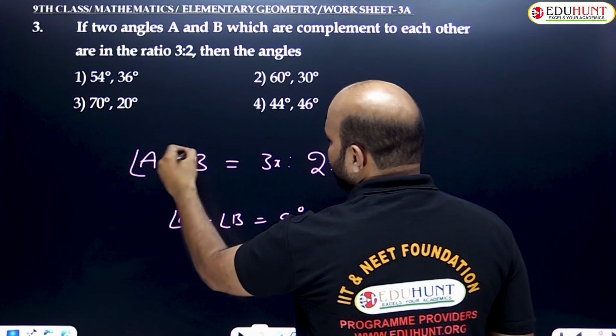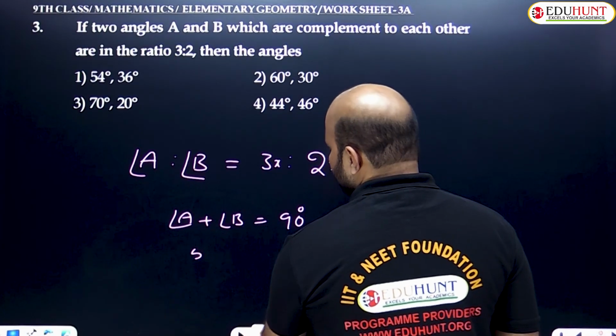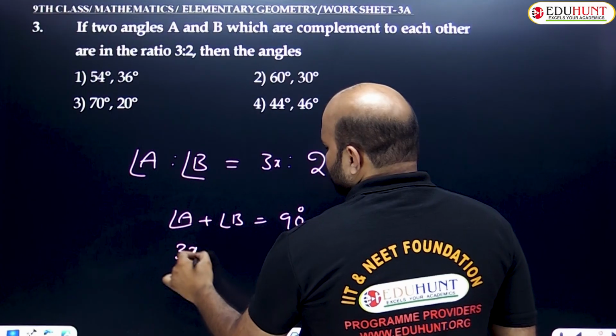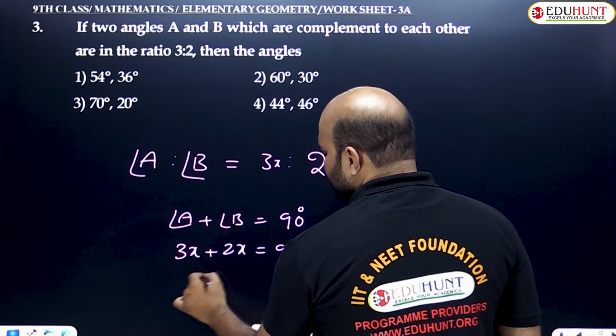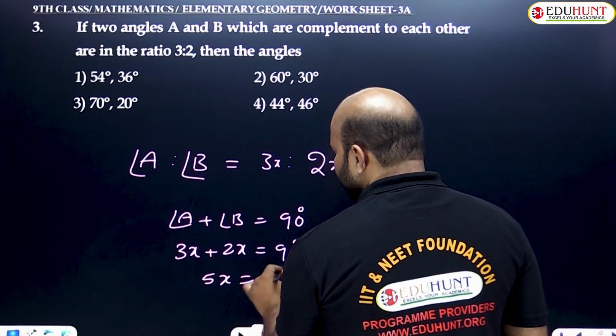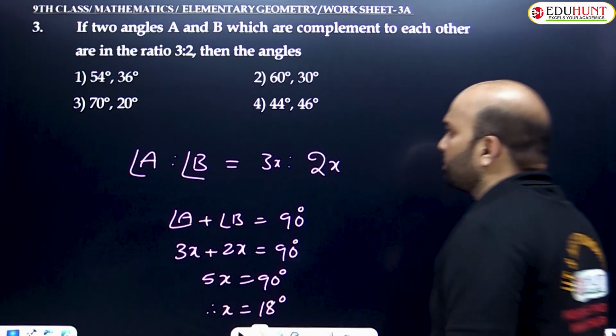So angle A, angle B values are already given: 3x is to 2x. Nothing but what is the total? 5x. So we can write another step: 3x plus 2x equals 90. So 5x equals 90 degrees. Therefore x equals 90 by 5, nothing but 18 degrees. So that is the x value.